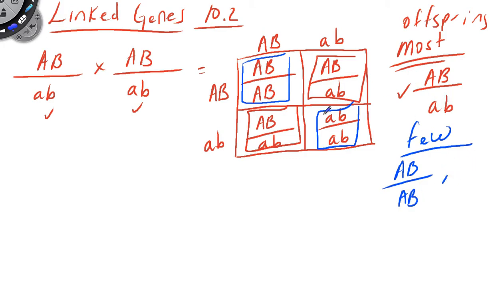Notice that here it's not a 25%, 50%, 25% ratio, because this is not following the law of independent assortment. So I don't know how much, but I know that the majority of them are going to look like the parents. If recombination is possible, and that's only if these genes happen to be far apart in the chromosome, there are a few possibilities for recombinants to look like this. So most like the parents, few like the recombinants. So this is how you would work out a linked problem. All right, let's do another one.